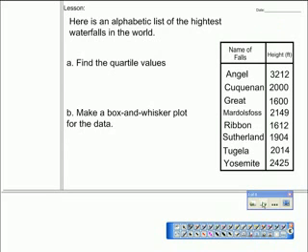All right. Do not copy all this down. Just put the numbers down with me and make the box and whisker plot. All right, here's an alphabetical list of the highest waterfalls in the world. Now keep in mind, that's in feet. 1 mile is 5,280 feet. That means 1,600 feet is about a quarter of a mile. And what about this one?